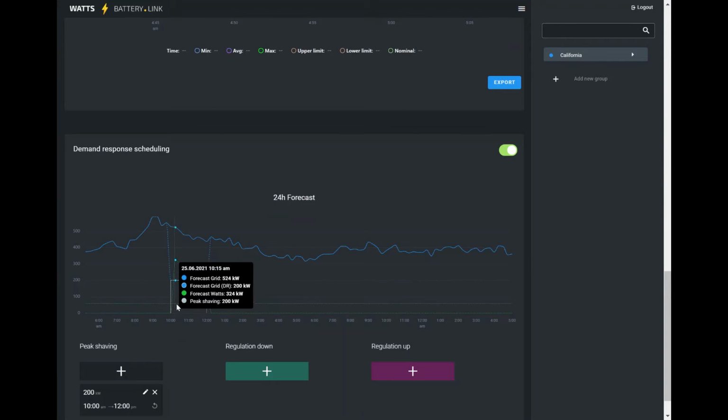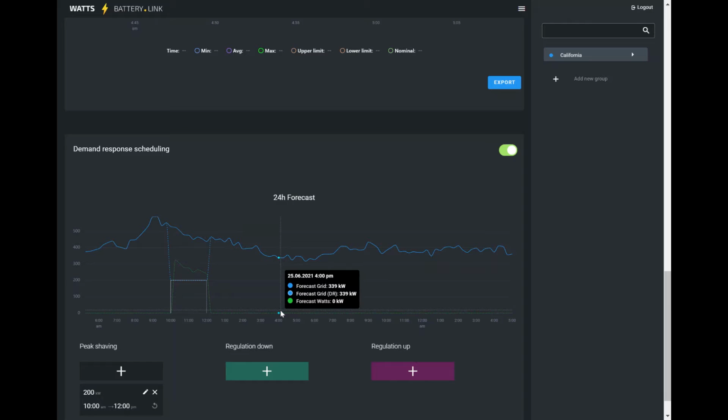Now we see the service immediately appearing in the 24-hour forecast, and what you can see here is the white line showing the limit where we expect the grid power to be up to. The forecasted grid power, instead of actually being at 526, is estimated to be at 200 kilowatts for the time period that we have set. For that to be achieved, we need to provide that extra amount of energy that we are shaving with our watts battery modules. This estimated amount of energy is shown in this graph with the green dotted line.